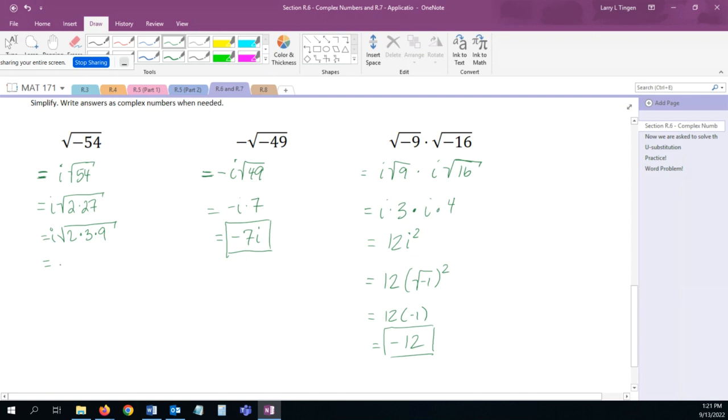Okay, so the square root of 9 is 3. So that 3 comes out. Remember, the i came out at the very beginning. And then what's left under here is the 2 times the 3. I'd love to be able to do something else with that, but I can't, right? I don't have a pair, I don't have a perfect square. So the 2 times 3 just gets multiplied back together to 6. And there's nothing left to do.